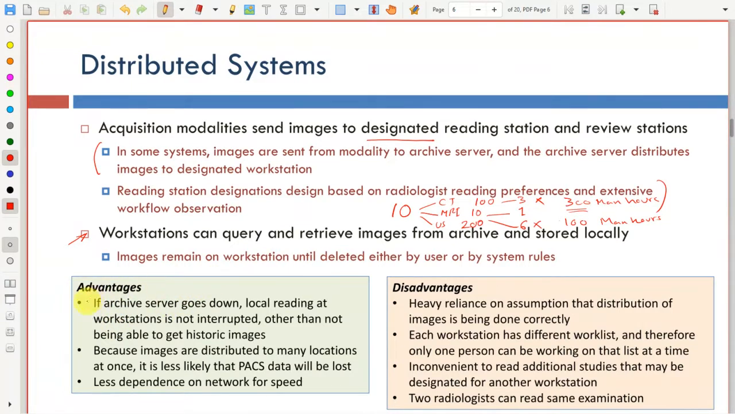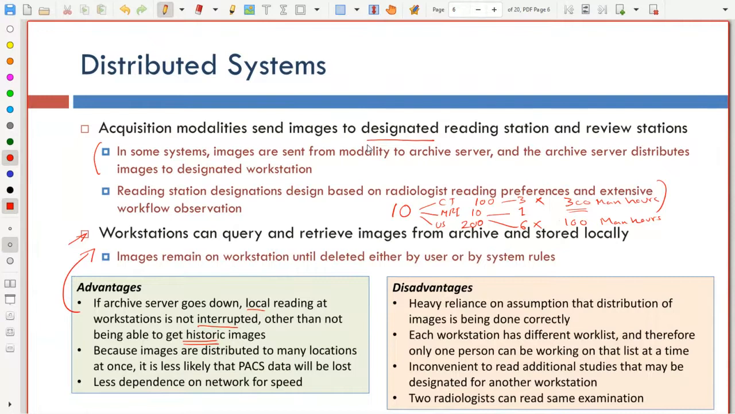So the advantage of the distributed system is that if the archive goes down, the local reading at the workstation is not interrupted. The only thing you cannot do is retrieve old studies, but the new studies are still going to go just fine. Do doctors need historic images or the history of the patient for every study? No, not really.